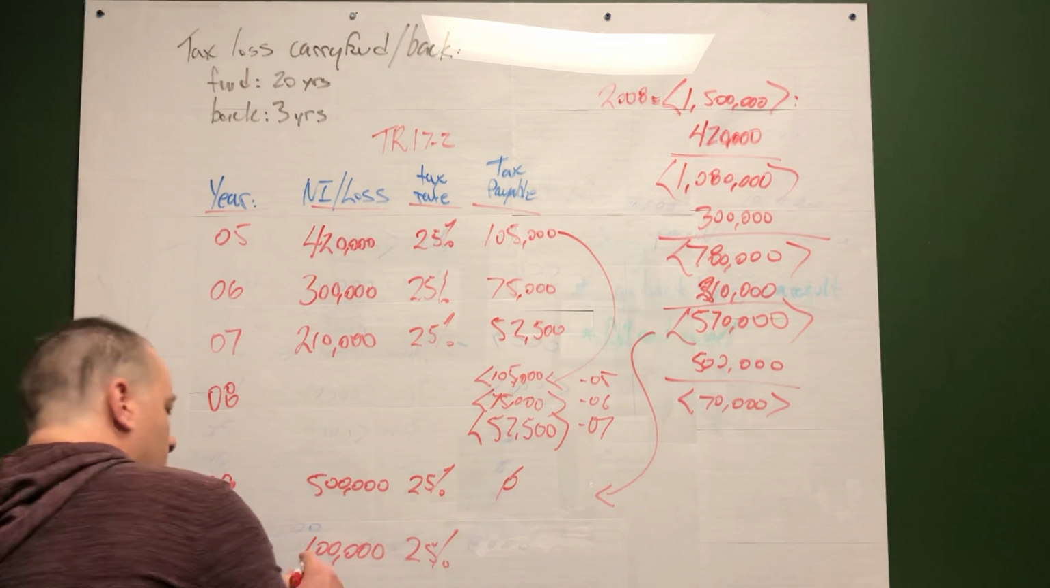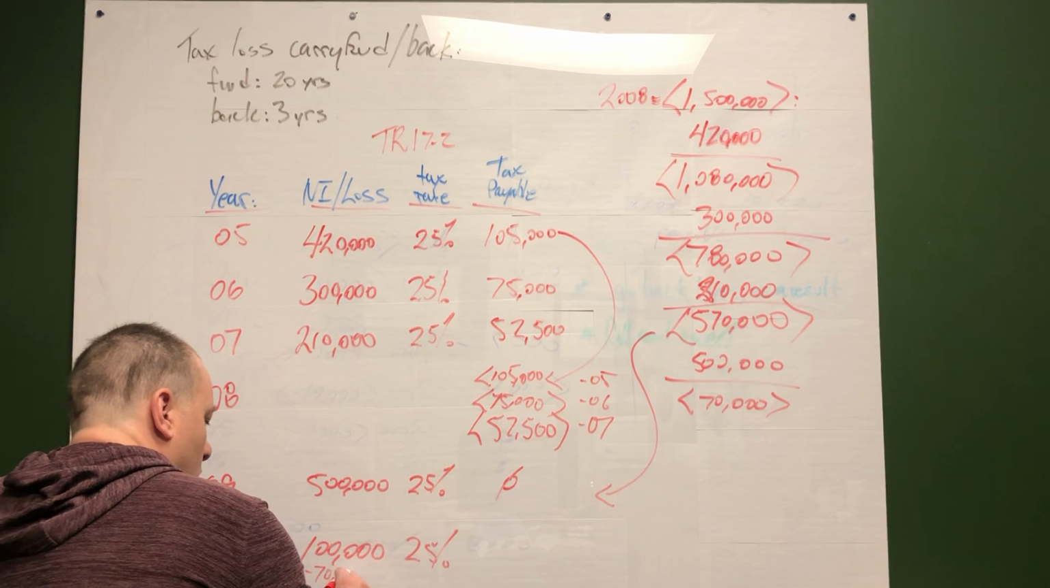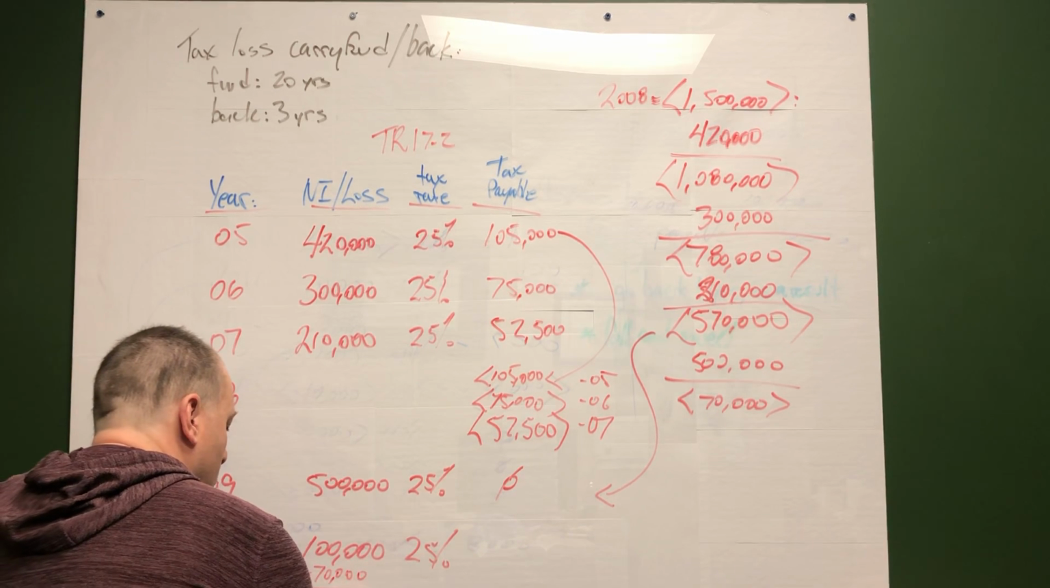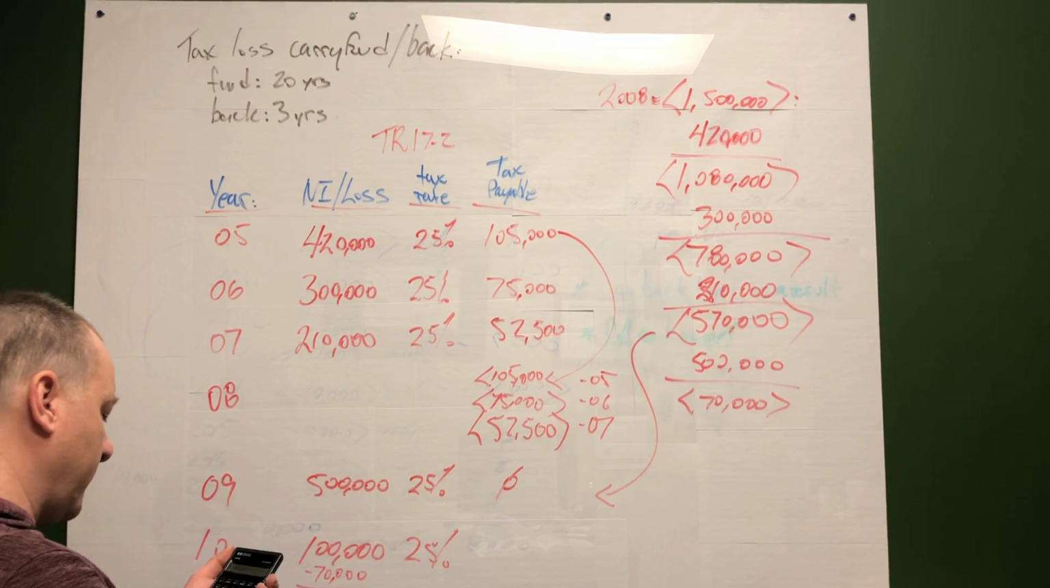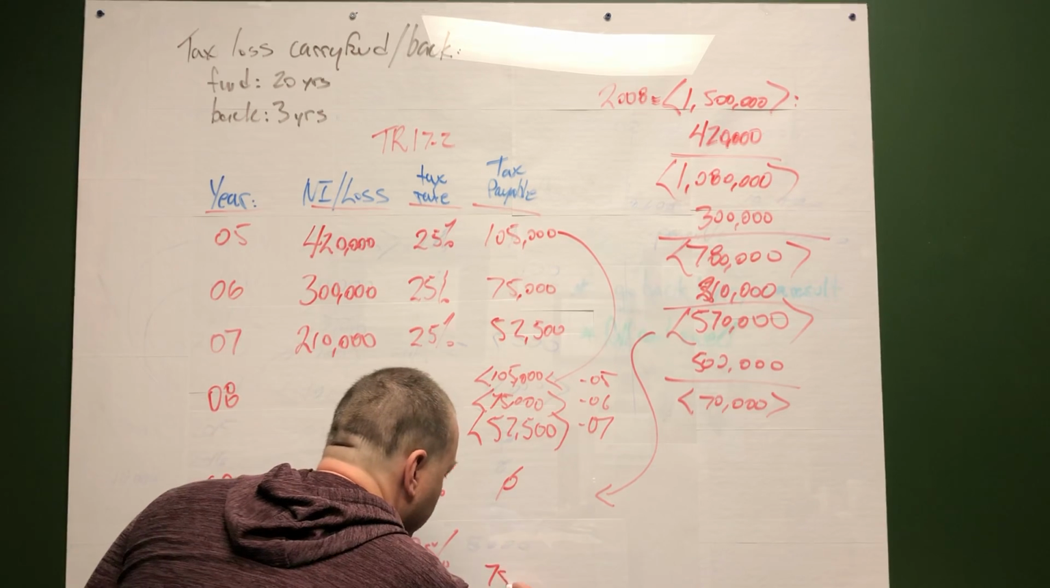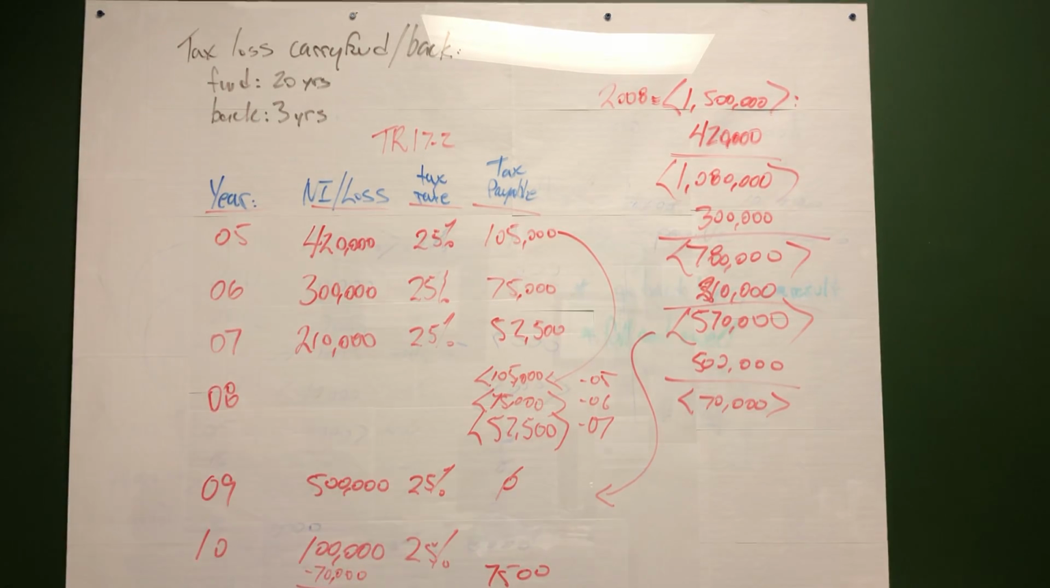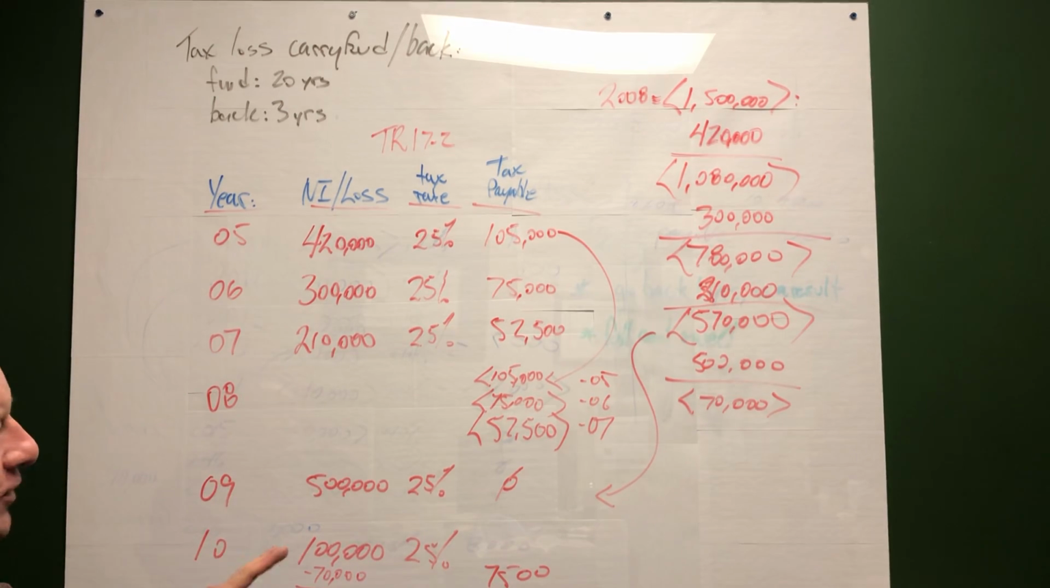So from there, 100 minus 70, we're only going to pay tax on $30,000. 30,000 times 25% is $7,500 in tax. So you're always tracking it back and forth, back and forth. That's the part that gets confusing. Now, let's change this scenario up.